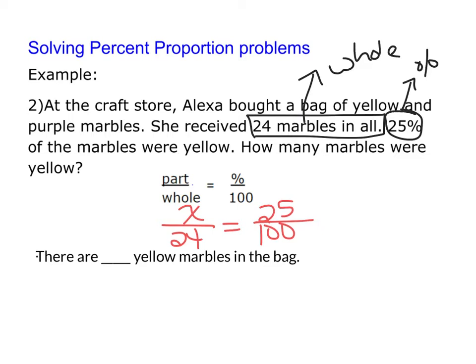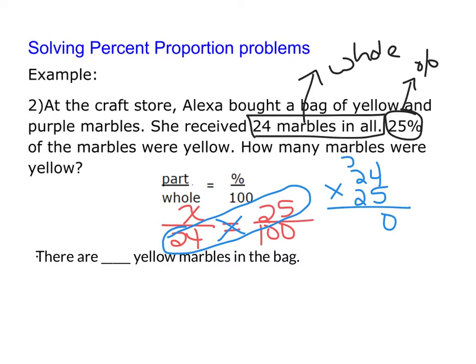So now that we have that, then what we do, we go ahead and do cross products, which is 24 times 25. Remember, it's whatever you have, the two numbers that you have diagonally. So I'm going to go ahead and put 24 times 25. So I'm going to do 5 times 4 is 20. 5 times 2 is 10 plus 2 is 12. Add a 0. Start my other number. 2 times 4 is 8. 2 times 2 is 4.